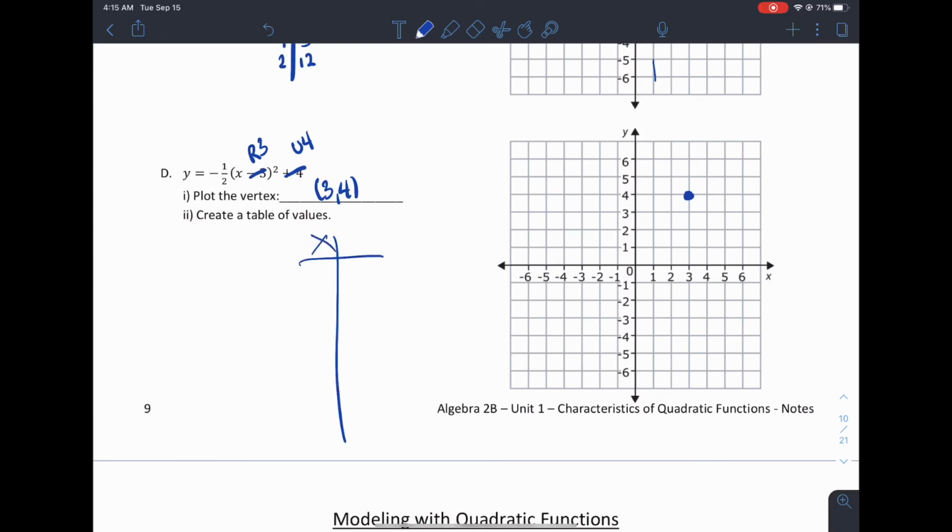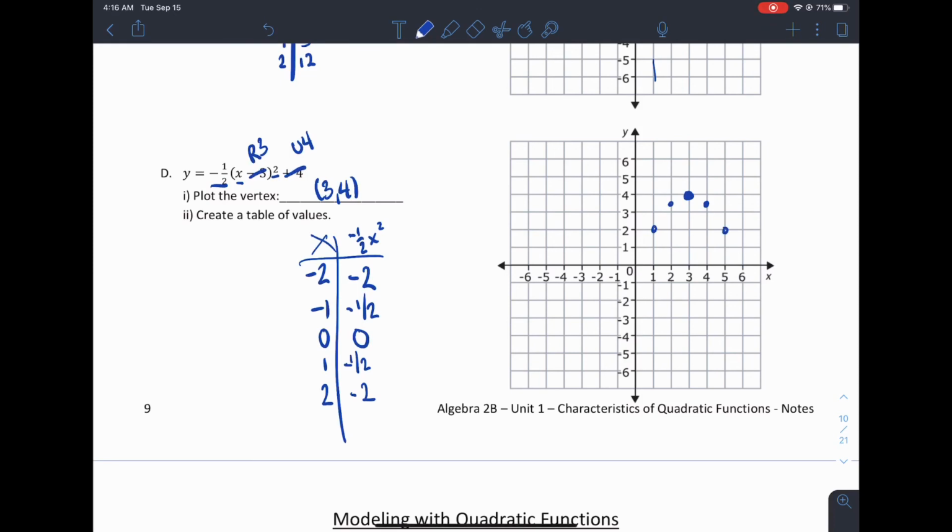Now what am I left with? I always have x for my input, but then I have negative 1/2 x squared left over. All right. So negative 2 squared is 4. And then negative 1/2 of 4 is negative 2. Negative 1 squared is 1. Negative 1/2 of 1 is negative 1/2. 0, negative 1/2, negative 2. So I go left 1, down 1/2, right 1, down 1/2. I go left 2, down 2, right 2, down 2.